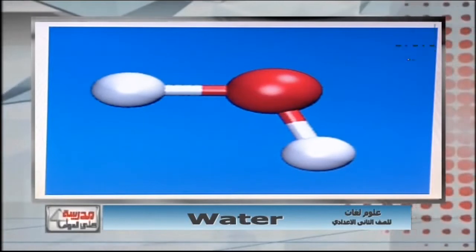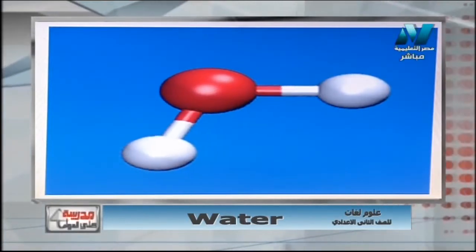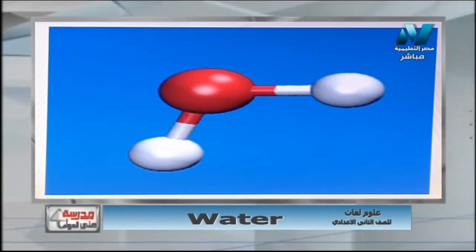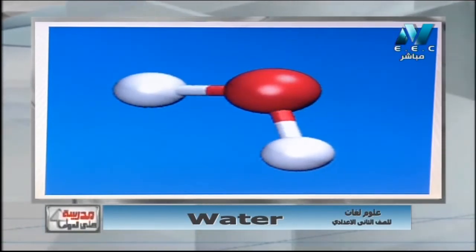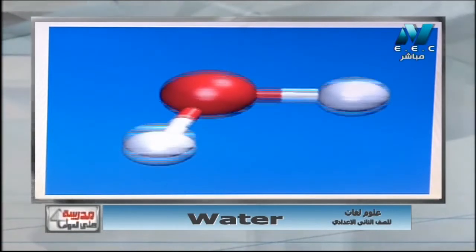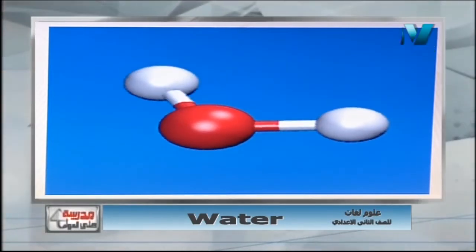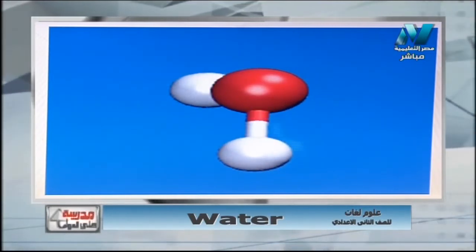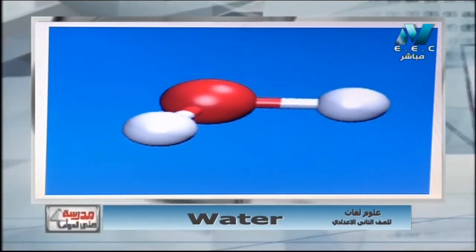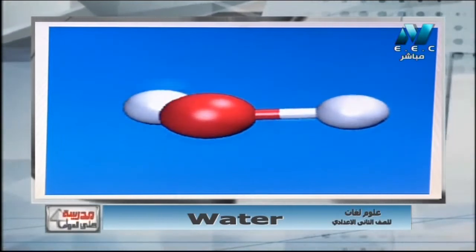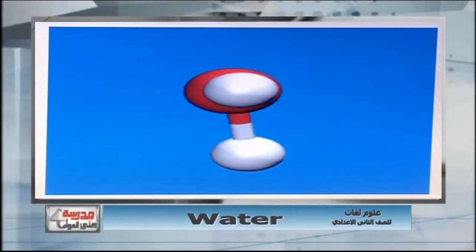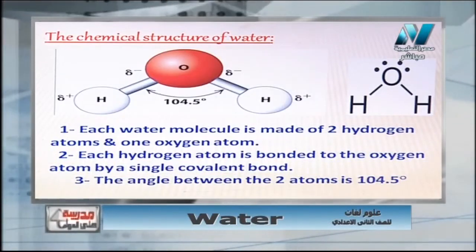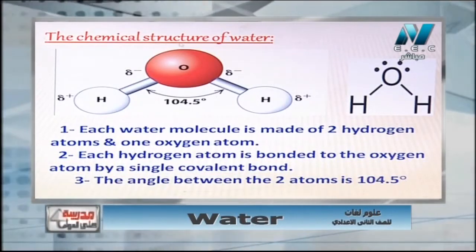This is the molecule, as we see together. We see the model, 2 hydrogen atoms and an oxygen atom with an angle of 104.5 degrees, and each hydrogen is bonded with the oxygen with a single covalent bond. This is 1 molecule of water. So this is the chemical structure of water.